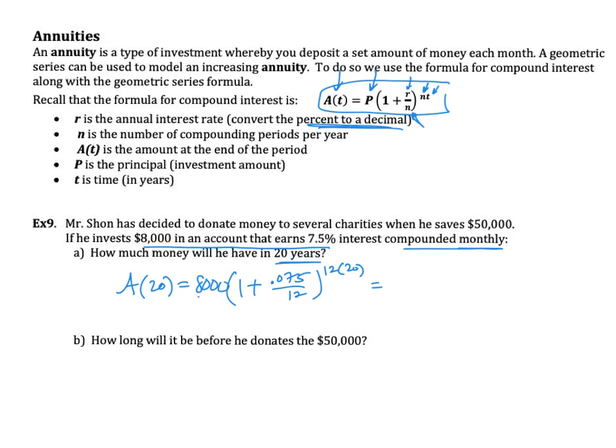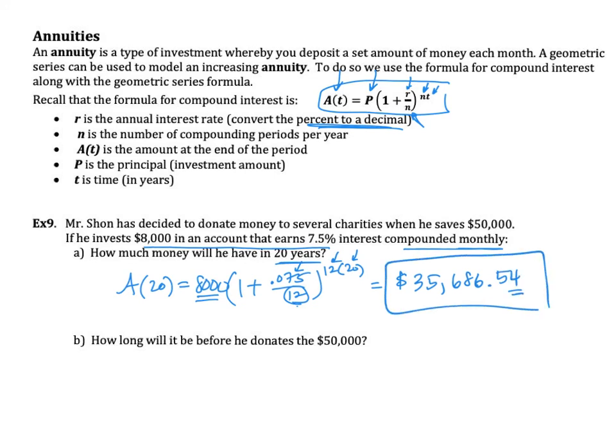So you are investing initially $8,000, you have a 7.5% interest rate, you're compounding it monthly, which is 12 times per year. 12 times per year over the course of 20 years, you should end up with $35,686.54. I had to round up according to my calculation. So you should have had $35,686.54. How long will it be before he donates the $50,000?